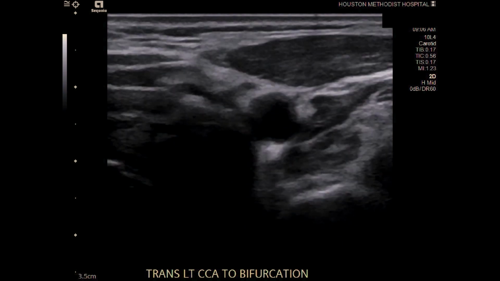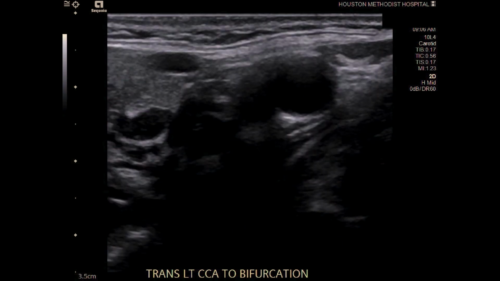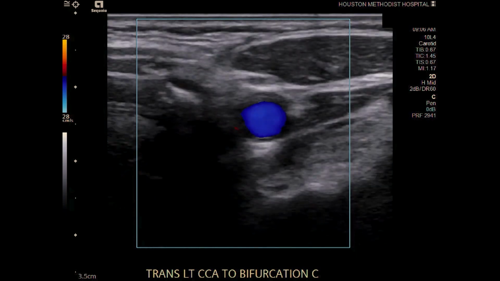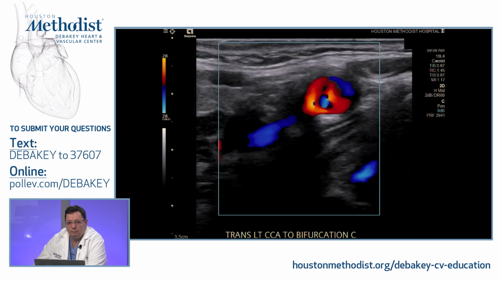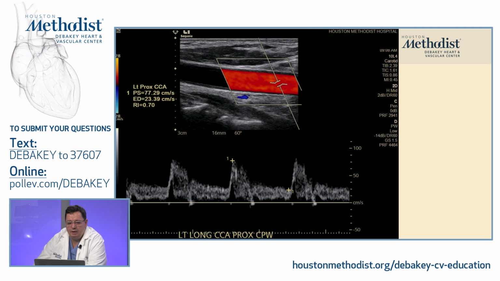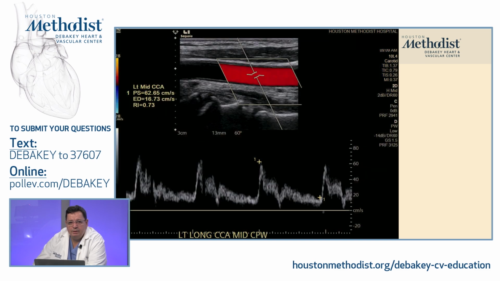On the other side, starting again with the cross-section grayscale, common carotid artery, minimal plaque in the bulb with the color, patency confirmed. Longitudinal views of the common carotid: proximal 77/23, mid 63/17.